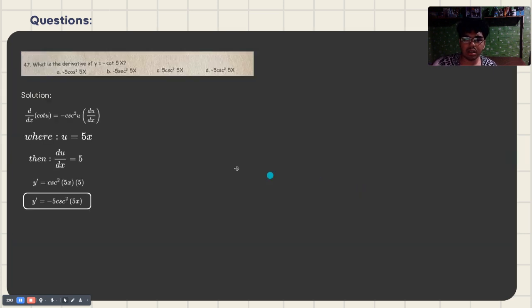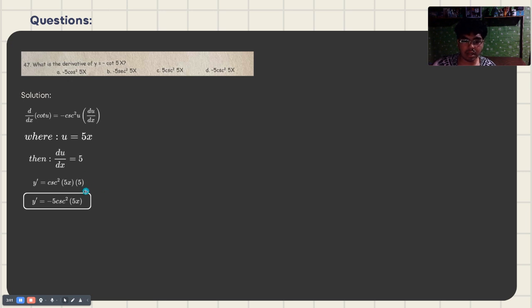Next, number 47. What is the derivative of y is equal to negative cot 5x? So for the solution, the derivative of cot u is d over dx times cot u is equal to negative cosecant squared u times du over dx, where u is equal to 5x, and then du over dx is equal to 5.